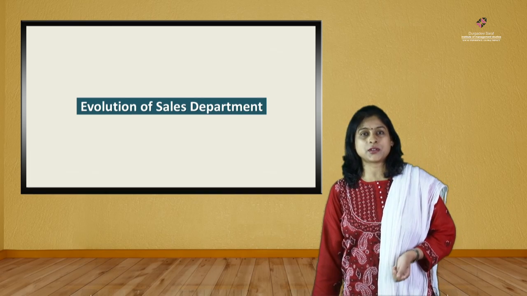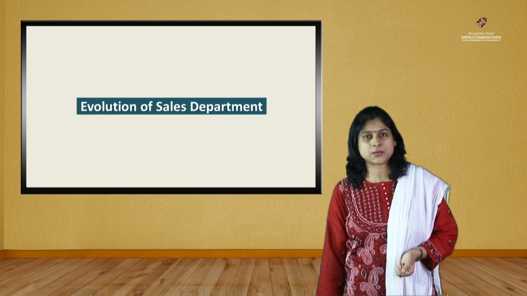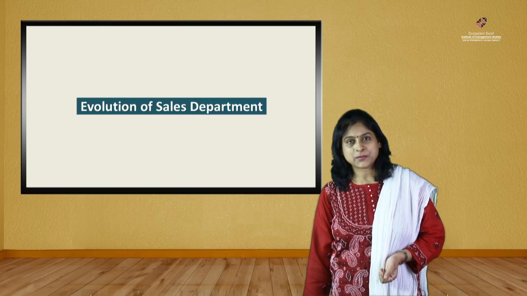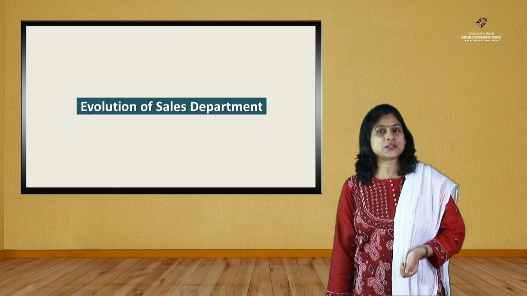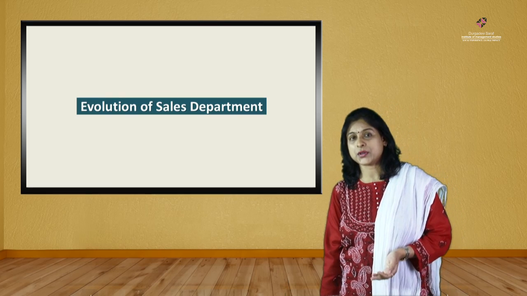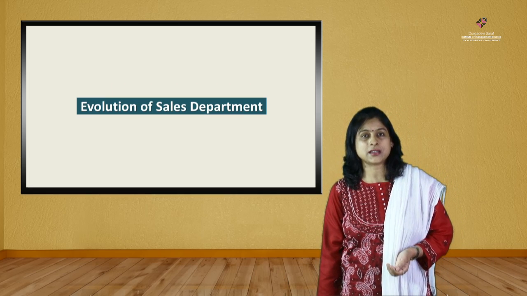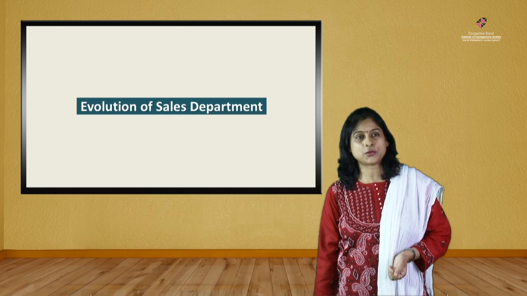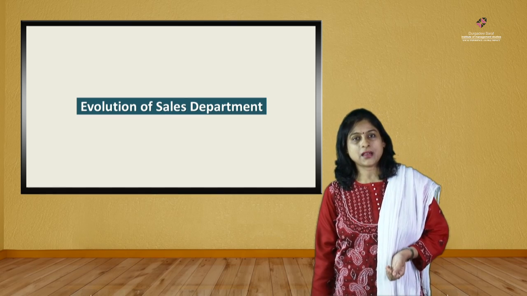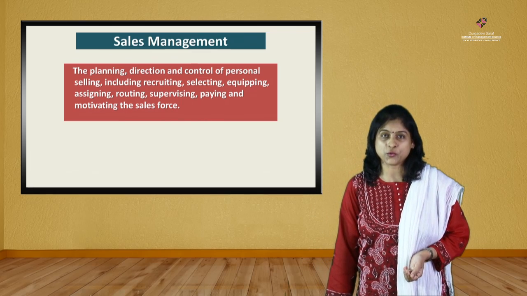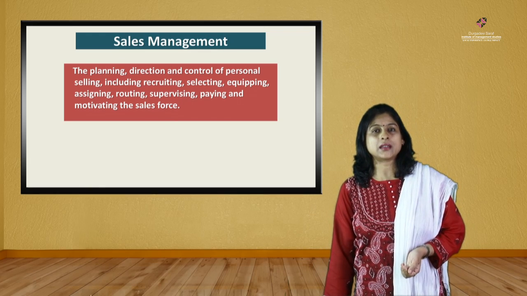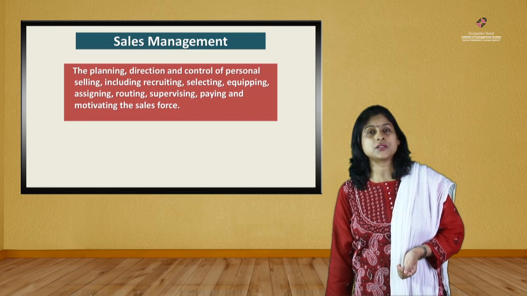Before the industrial revolution, there was nothing called a sales department or marketing department because the manufacturers were themselves the sellers and there was no need to go here and there to sell the product, to market it or to sell it. After the industrial revolution, things changed and there was the establishment of the department and so on and so forth. Before we begin, let's talk about the definition of sales management.